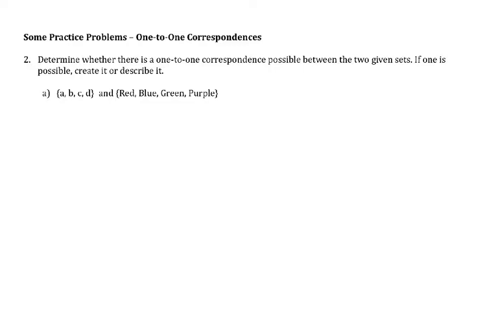Now we'll do a little practice forming one-to-one correspondences. So it says here, determine whether there is a one-to-one correspondence possible between the two sets. If there is, create it. Okay, so let's do this. Let's call A this first set and call B this second set. And the first thing we might want to ask ourselves is what's the cardinality of A and what is the cardinality of B?